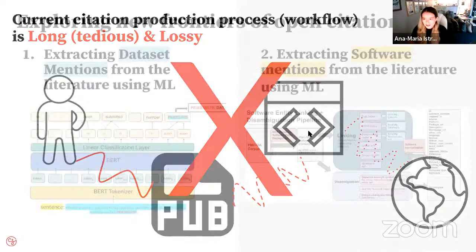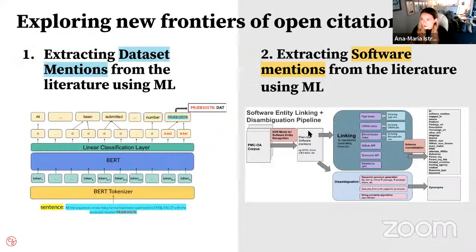Sure, thank you, Jennifer. First of all, hi, my name is Ana Maria Estrate, and I am a research scientist at CZI, and I've worked with Jennifer at CZI getting started on some of the work that I'll be covering today. And I'm excited to share with you today 2 projects that we started at CZI looking at extracting mentions of data sets as well as software from the literature using machine learning approaches.